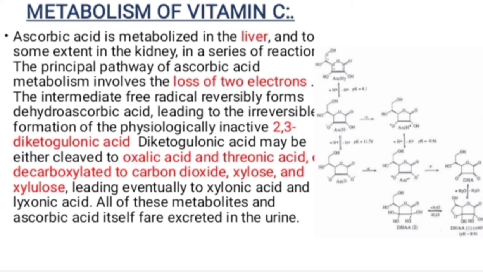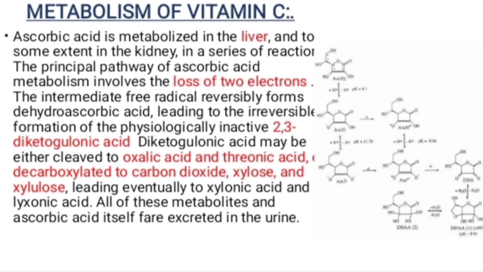Diketogluconic acid may be either cleaved to oxalic acid and threonic acid, or decarboxylated to carbon dioxide, xylose and xylulose, leading eventually to xylonic acid and lyxonic acid. All these metabolites, and as such ascorbic acid, can be eliminated in the urine.